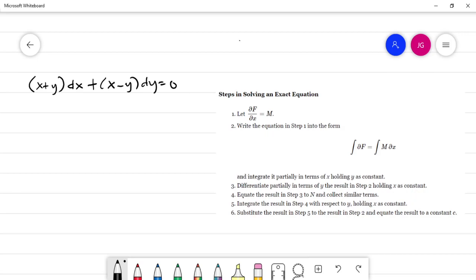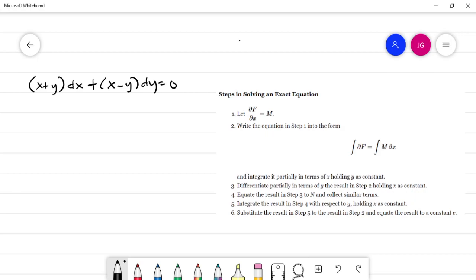Okay, so the first step is we let partial derivative of f with respect to x is equal to M. Then second one is write the equation from step 1 into the form of the equation that you see here, and integrate it partially in terms of x, holding y as constant. Then afterwards, differentiate it partially in terms of y, that is step 3.